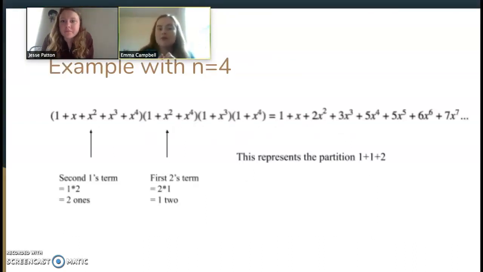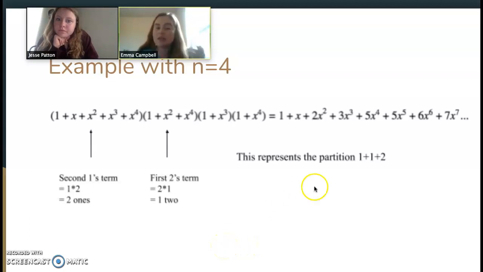With this example, we tried to partition 4. So you can see the first term is 1 plus all of the x multiples of 1, and then 1 plus all of the x multiples of 2, and then 3, and then 4. One example that we've outlined here is if you choose the x squared term from the set of multiples of 1, and the x squared term from the set of multiples of 2, that represents using two 1s plus one 2 to get 4.